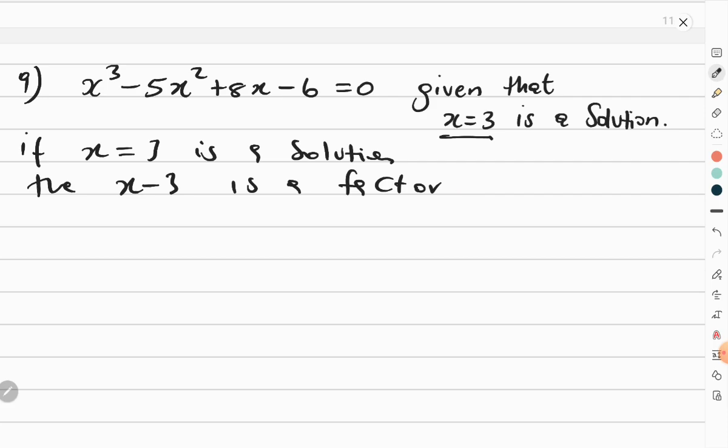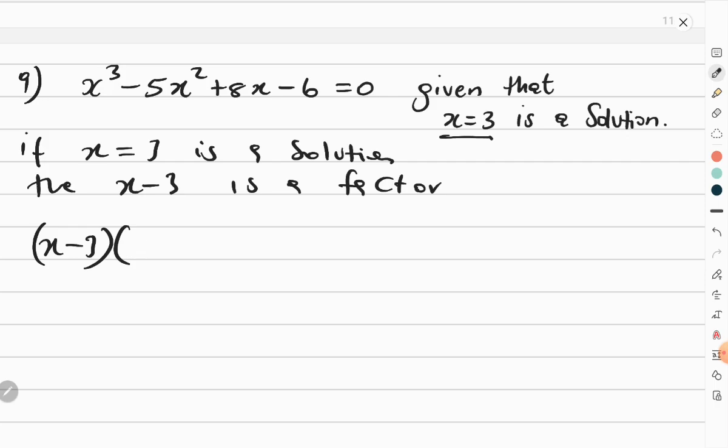Has to be a factor of the given equation. So if this is a solution, then you just take this 3 to the other side so that you find the factor. So since we are factorizing, let's just embark on that. If this is the factor, it's a factor when it is multiplied by what to get the cubic? So the linear times the quadratic.